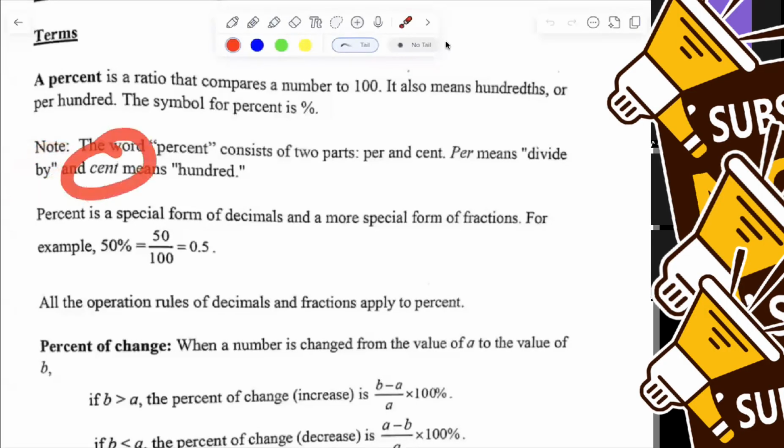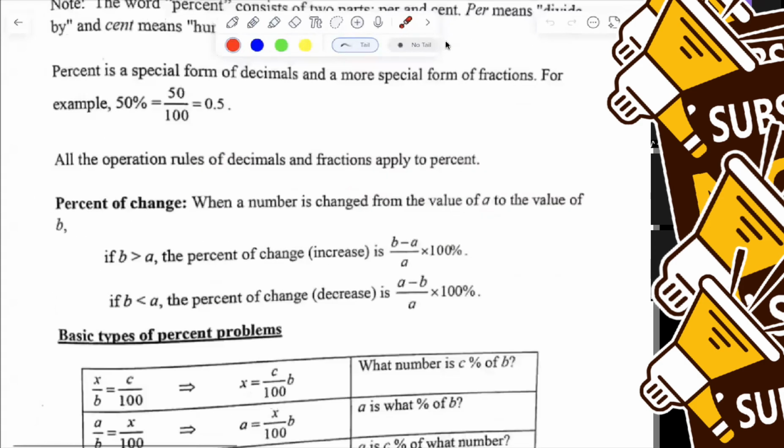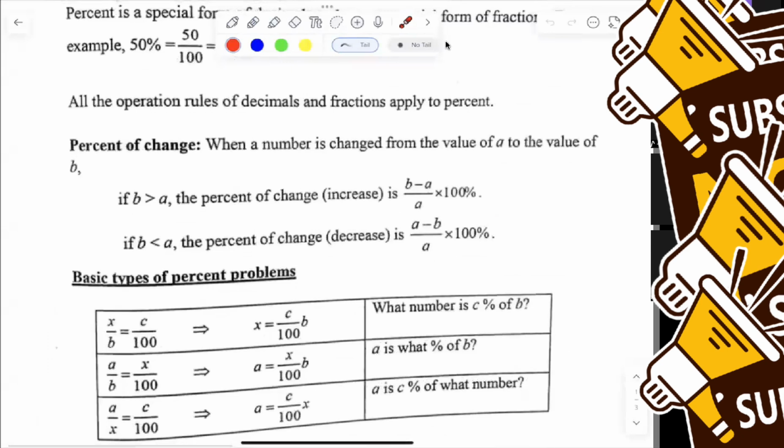Percent means per hundred: "per" means divided by, and "cent" means 100. So a percent is a special form of decimals and a more special form of fractions. 50% is 0.5, and all operation rules of decimals and fractions apply to percent.